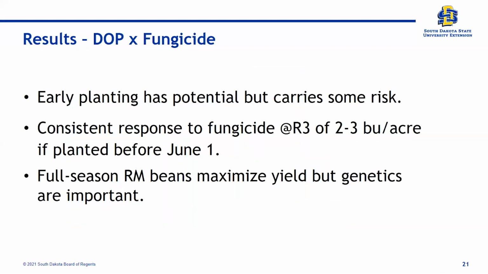Results, again: early planting has potential but carries some risk because of the possible late frost in the early season. There is a consistent response to fungicide at R3 of 2 to 3 bushels if planted before June. Full-season maturity group beans maximize yield, but genetics are important. That means you have to choose different genetics or varieties, and not rely only on the maturity group. Full season for the Brookings location is 1.6 or 1.5.